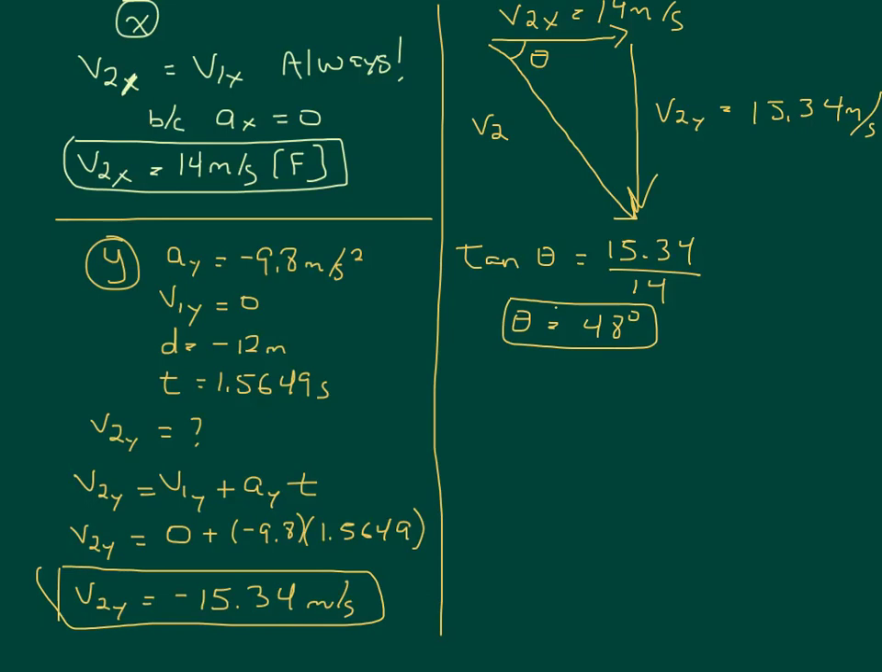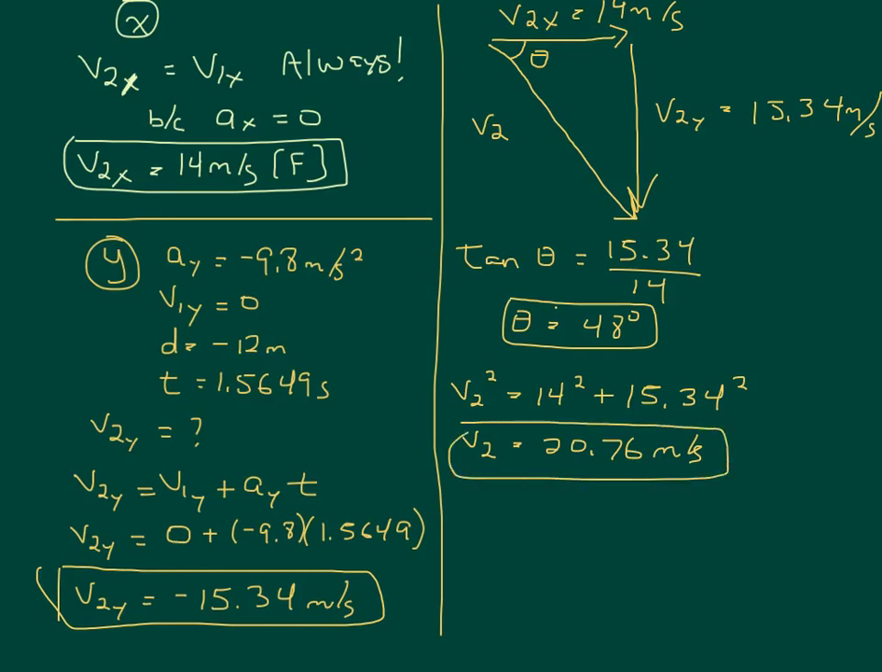We're also going to need to solve for v2. That's just using Pythagoras. I know v2 squared is equal to 14 squared plus 15.34 squared. Don't forget, square those two numbers, add them, and then square root. We're going to get v2. Let's see, that's about 20.76 meters per second. Again, I'll stick a little box around there.